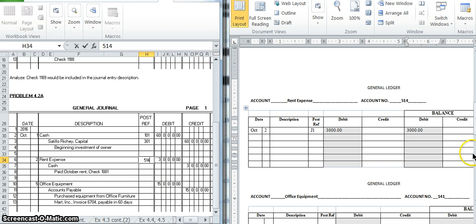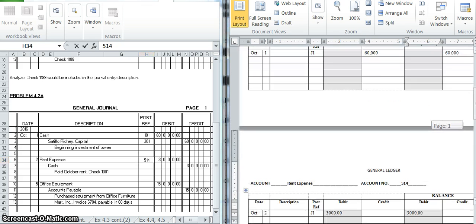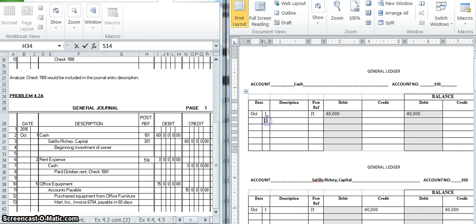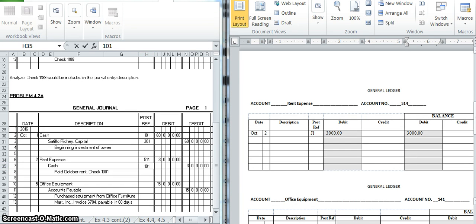Then we look at the credit part, which is cash. So we go back up to cash, enter our date on the 2nd. Where do we get it? General Journal, page 1. And it was a credit to cash. So now we have a $3,000 credit. And because it's a credit, we subtract the $3,000 from the debit balance, and we end up with $57,000 now in our cash account. Then we go back to the General Journal and enter the posting reference to show that we have completed that entry. Then we would go to the next entry. You do this throughout your whole set of entries.